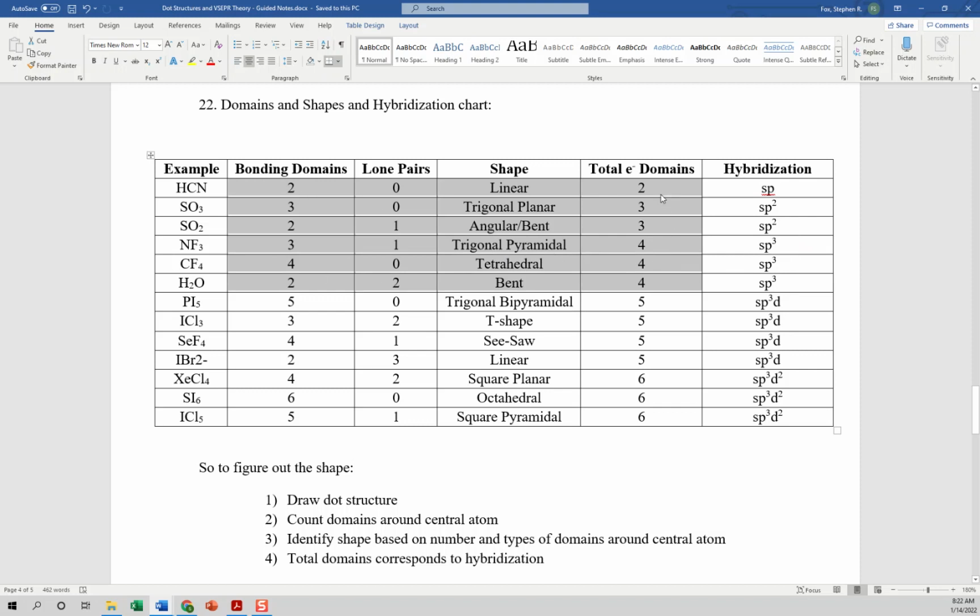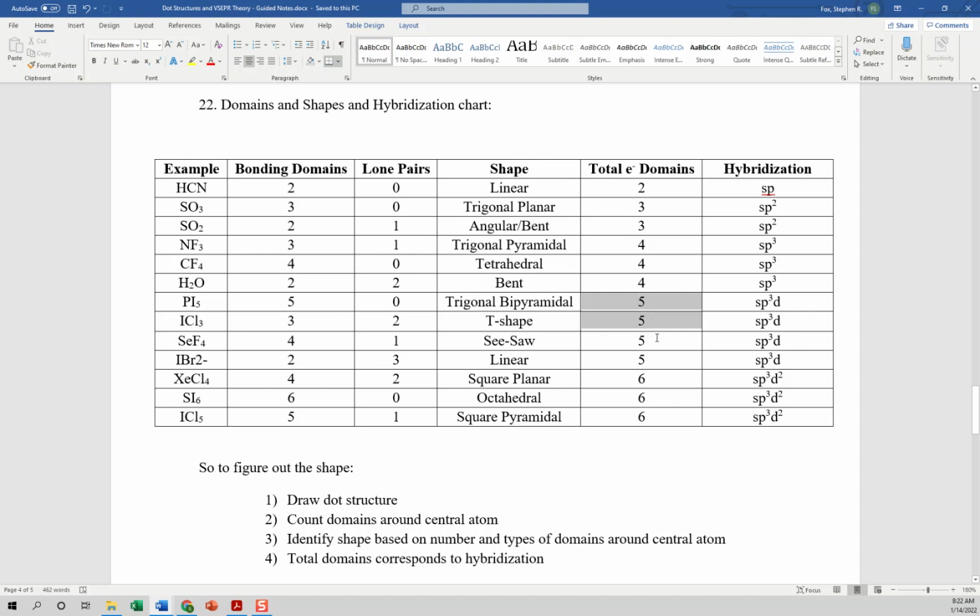So if you have up to 4 total domains around your central atom, you're going to have to know by memory what those shapes are. When you go into an expanded octet, when you have more than 4 domains around your central atom, we want you to be aware of these shapes, but you're not going to be tested on them, okay? Another thing to know on this chart in your guided notes: you don't need to know hybridization, okay? Hybridization is more of an AP chemistry thing, all right?